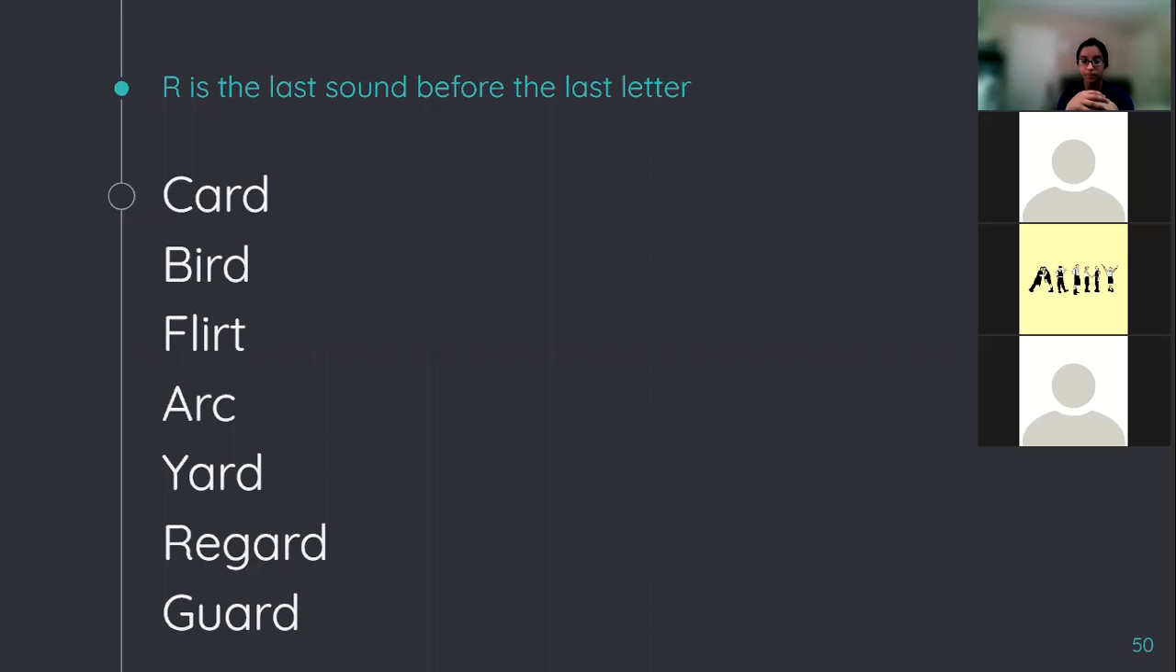And the last one is basically the same thing. It's pronounced the same as regard. You just say guard, guard. The guard was guarding the house, or the guard was guarding the building. Guard.